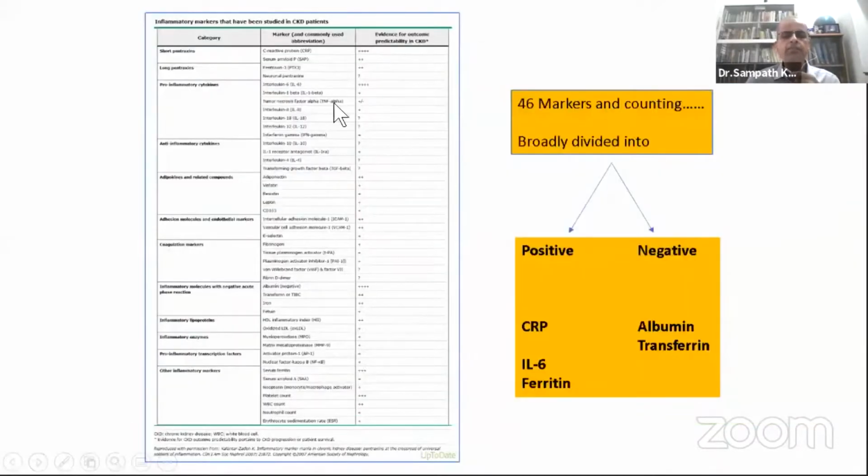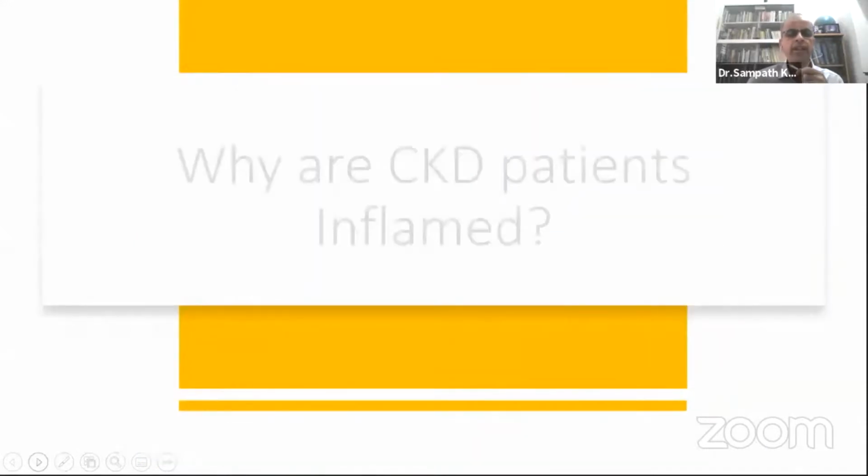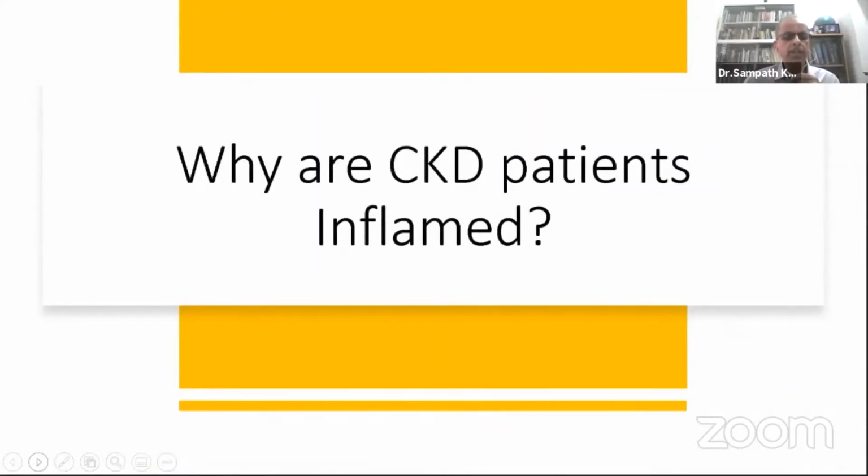And you can see that I have counted 46 markers for inflammation in CKD, and this count is going to go up. Broadly, they can be divided into positive and negative factors. The negative factors are albumin and transferrin, and CRP, IL-6 and ferritin are the positive factors which will tell us about the increasing inflammation.